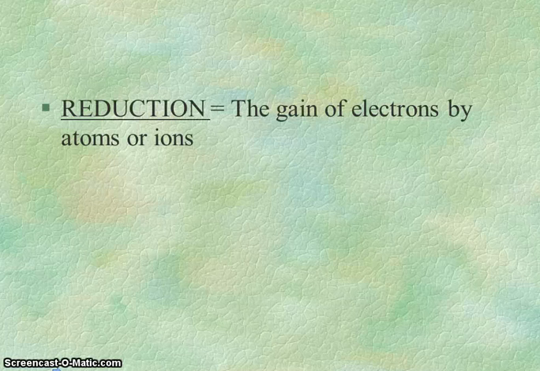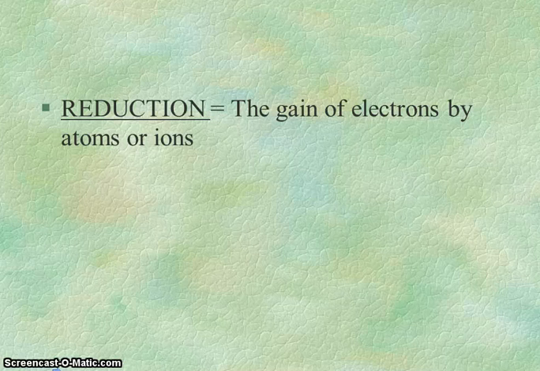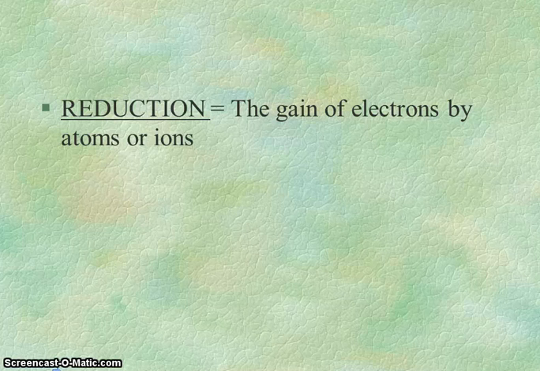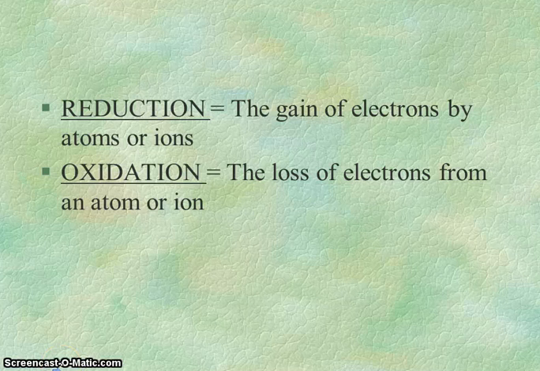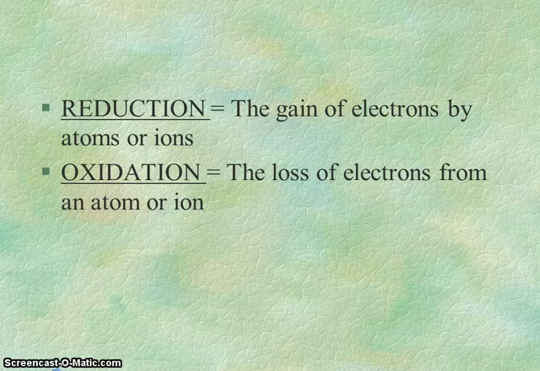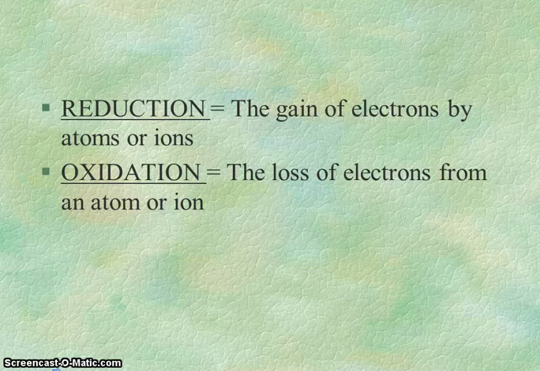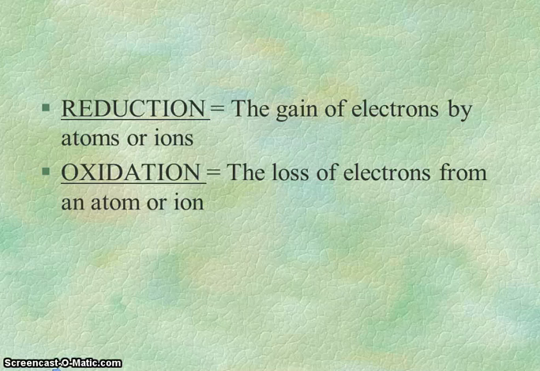So reduction in an oxidation reduction reaction means a gaining of electrons by an atom or ion. And think about that. If a species gains electrons, its oxidation state is going to go down, and that's what reduction means, going down. Oxidation is the loss of electrons by an atom. And you have to have both in a redox reaction. You have to have a species that's losing electrons and another species that's gaining electrons. You can't have one without the other.